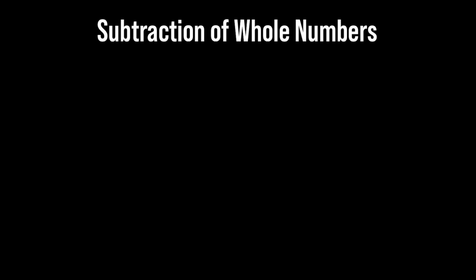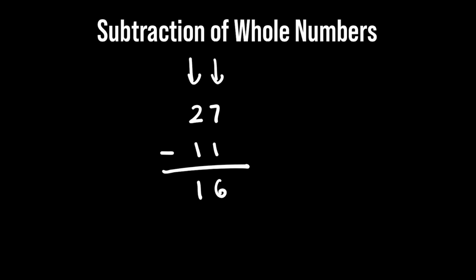Now, like addition, a more neat way of subtracting numbers is by writing it in this format. So let's do 27 minus 11. From top to bottom, you simply subtract the numbers. 7 minus 1 is 6 for this row. And 2 minus 1 is 1 for this row. So 27 minus 11 would give you 16.